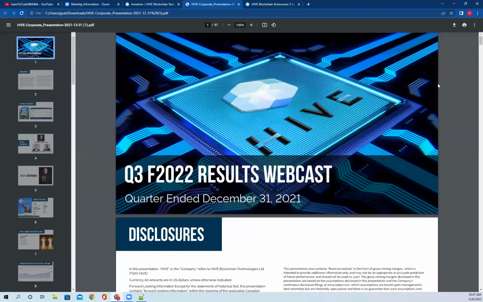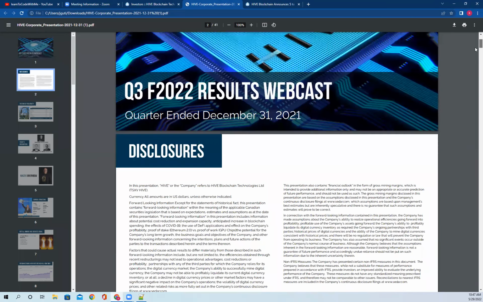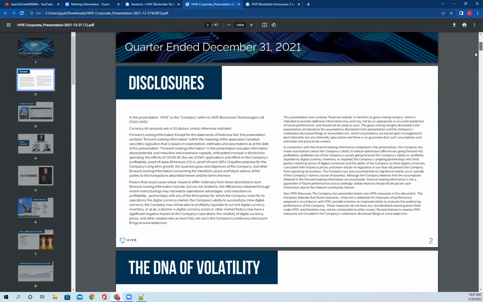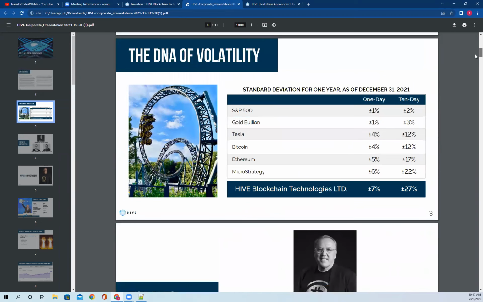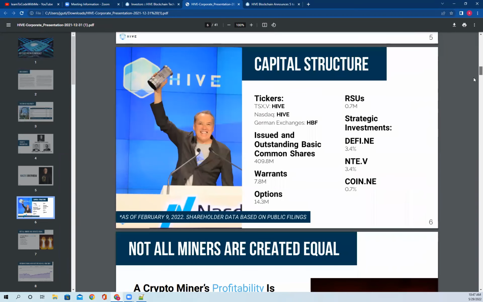Now, as a reminder, before we go into this, this is not financial information. This is just for entertainment purposes only. So I do hope you enjoy why I think Hive is extremely undervalued, especially relative to other companies out there on the market. So the first slide we want to focus on is slide 6, the capital structure.